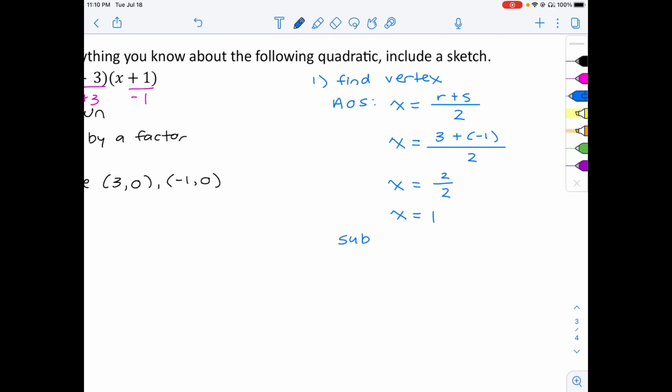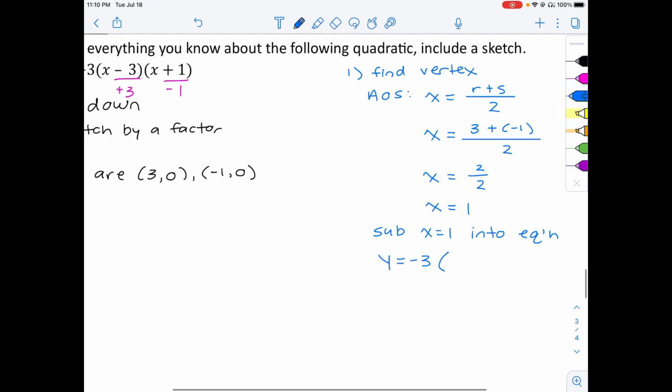Then I am going to sub x equals 1 into my equation. The original equation I had here is y equals -3, and then I had x minus 3, so I'm going to do (1 minus 3) multiplied by (1 plus 1).